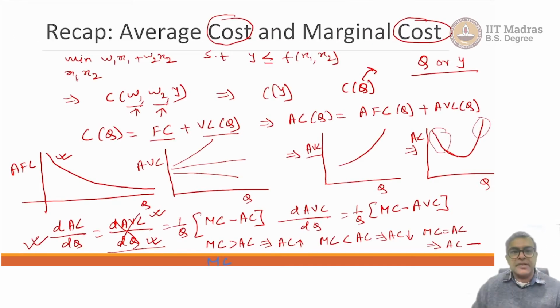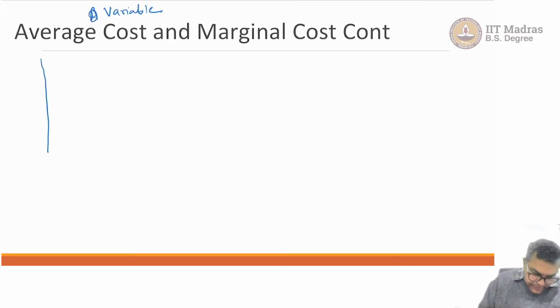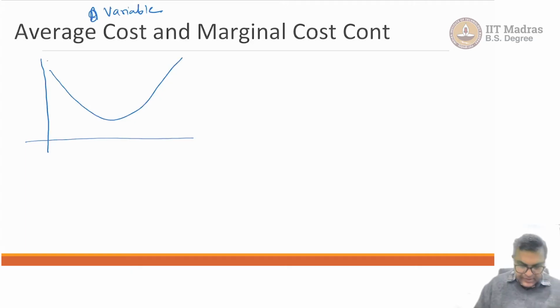If MC is greater than AVC, then AVC is increasing, and so on, that you will have exactly the same thing. So, let us put here average variable cost rather than just average cost. And so, if we do this, the graph looks something like this. Here let us say it attains a minimum, and here is average variable cost, and here is Q.